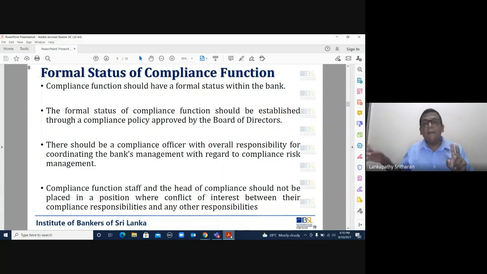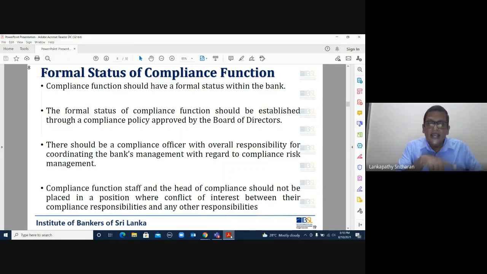If something happens, if lapses happen in sending this SLAR return, he may hesitate to escalate that to the top management. So when the bank management appoints the compliance staff and chief compliance officer, there should not be any conflict of interest. If there are any questions, I think there were some questions in the past paper on the formal status of compliance functions. So you have to mention three points for that.